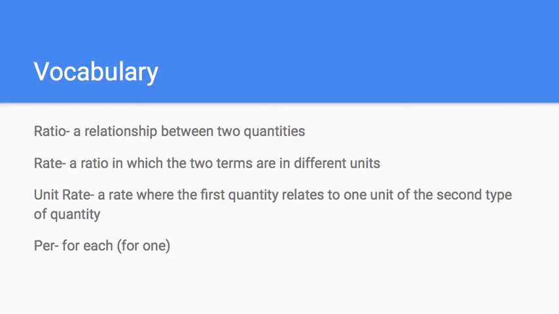Now you need to know some terms. Ratio, remember, is a relationship between quantities. And a rate is a ratio when you've got two terms in different units. And that's what we're looking at. We're looking at a comparison of two numbers where they're measured in different units. And the unit rate is a rate where the first quantity relates to one unit of the second type of quantity. Or essentially, it's when your denominator equals 1. Also remember the term per means for one. That's going to come up a couple times.